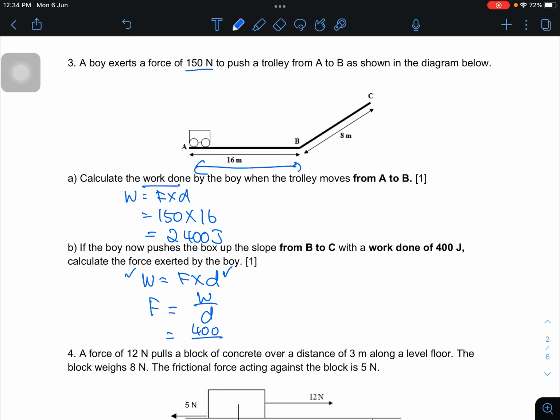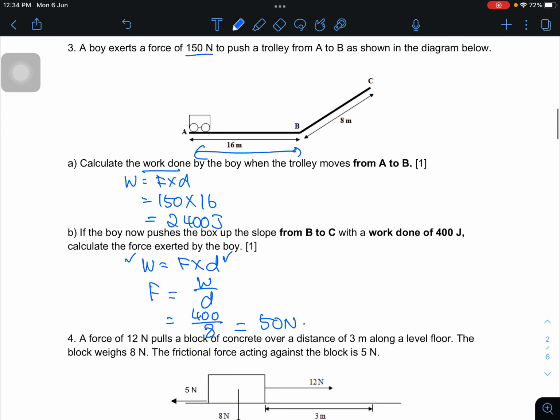400 joules divided by distance 8. So this is 50 Newton. So the boy actually exerted a force of 15 Newton up the slope. Okay.